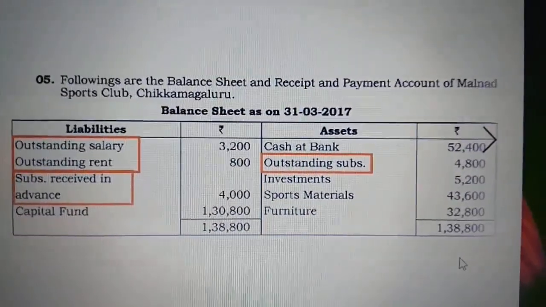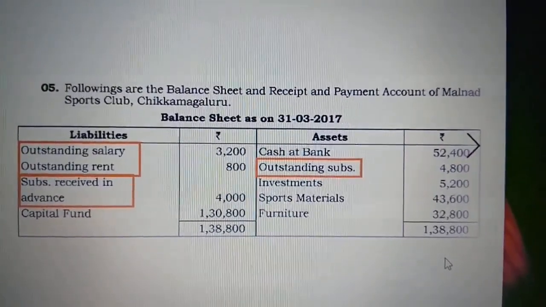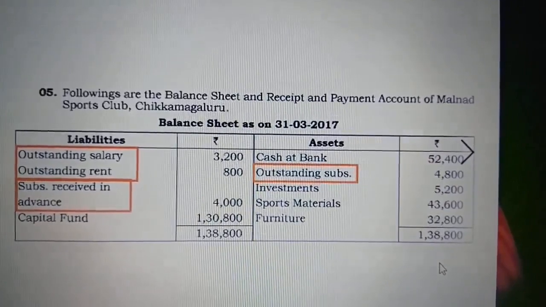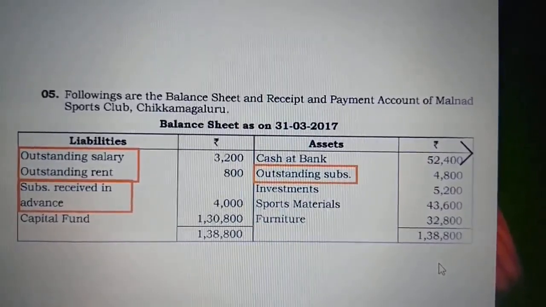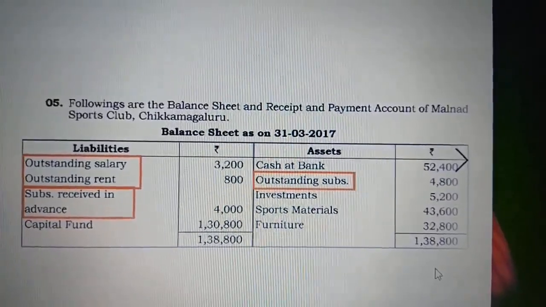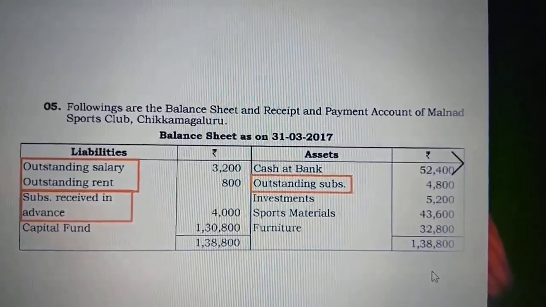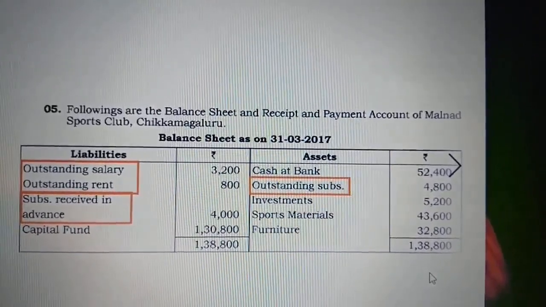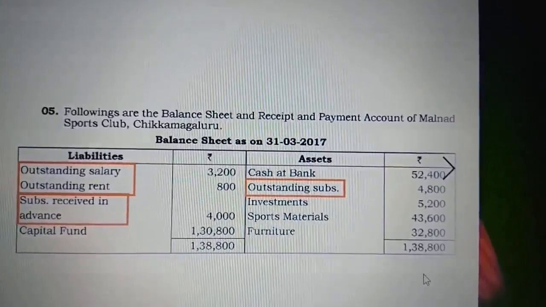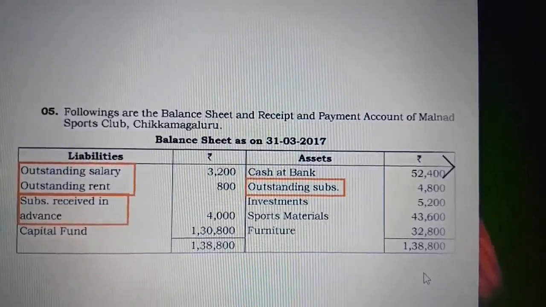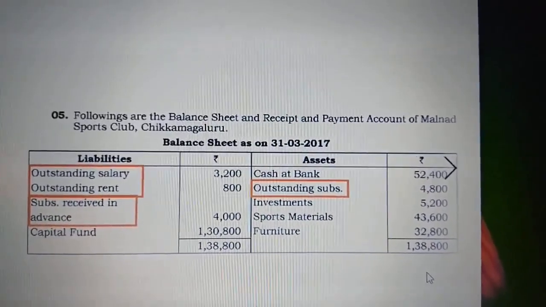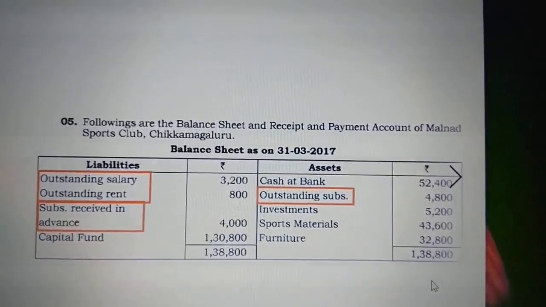Now just observe here, what is the first step which we are going to do? It's going to be marking out the outstandings from the opening balance sheet. I have highlighted them with a rectangle box in orange color. On the asset side we have outstanding subscription, and on the liability side we have outstanding salary, outstanding rent, and subscriptions received in advance. So here we have 3 items on the liability side and 1 item on the asset side.